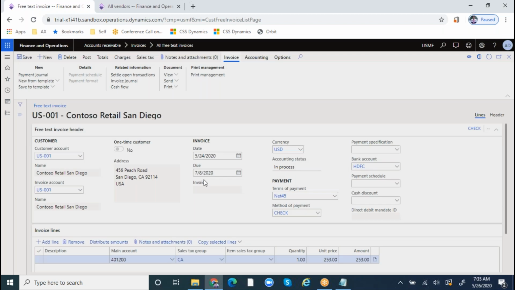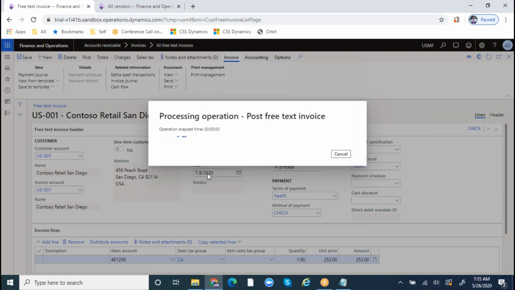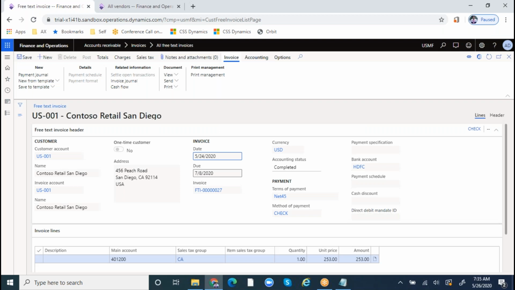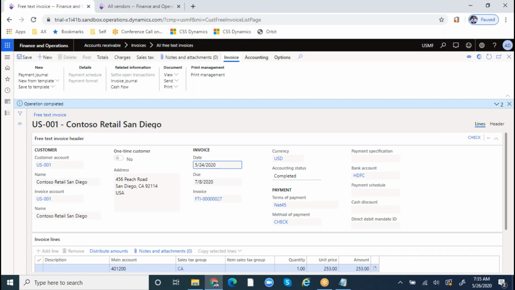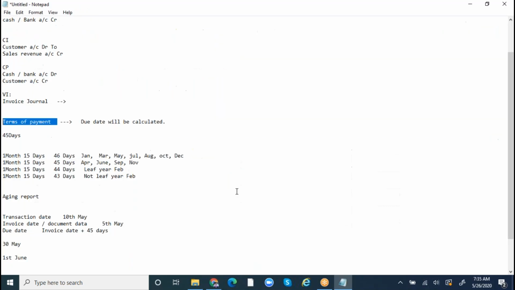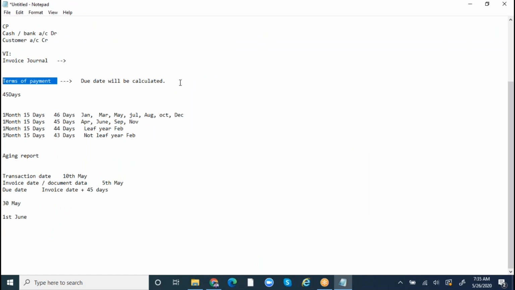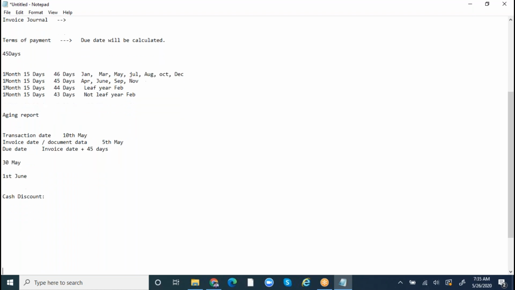So customer will not pay up to 8th July. Sure, customer will not pay, because we have terms of payment between me and my customer. So up to 8th of July, customer will not pay money. Now what I will do, there is one more function, cash discount. One more I'm introducing, cash discount. What does this cash discount mean?